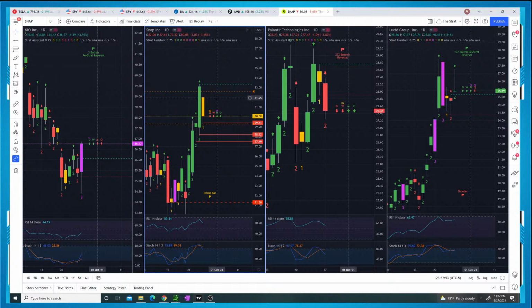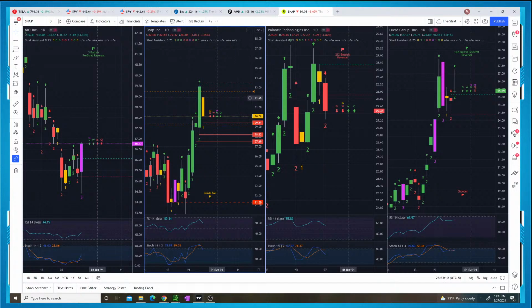Using alerts basically helps you keep an eye on multiple stocks, and I try to only keep an eye on 3 to 4 stocks at a time at max, just because you want to be able to focus on your plan. You're making a plan for a reason. You don't want to abandon that plan. If it goes against your plan and you were wrong, there's nothing wrong with that. It's just a no play.